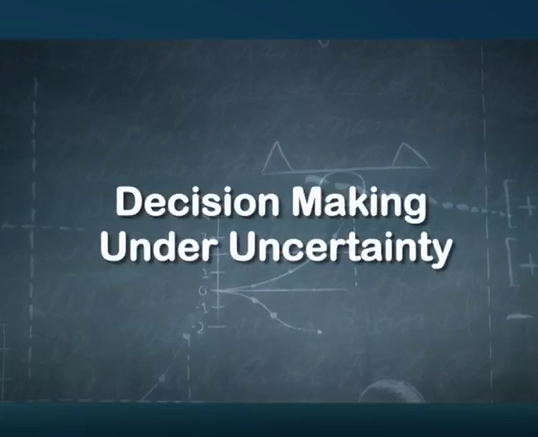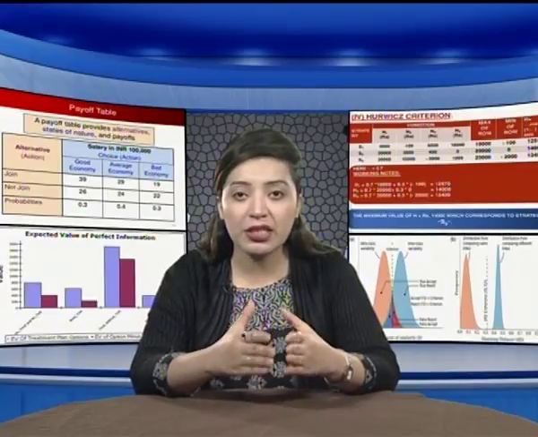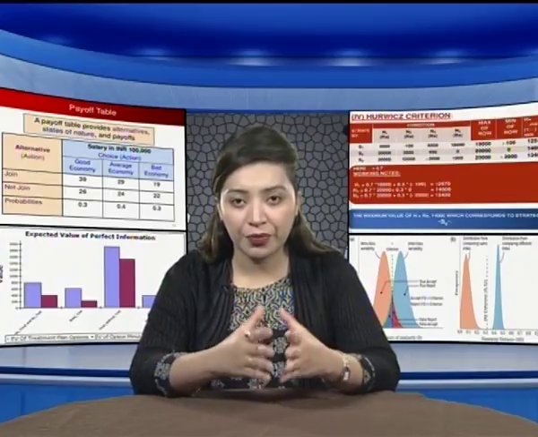Now, we'll see the second type, decision making under uncertainty. If a decision maker is faced with choosing one action from among two or more alternative actions, and each of these has a possible outcome that depends on the chance of occurrence of one set of mutually exclusive and collectively exhaustive states of nature, the decision maker is said to be faced with decision making under uncertainty.